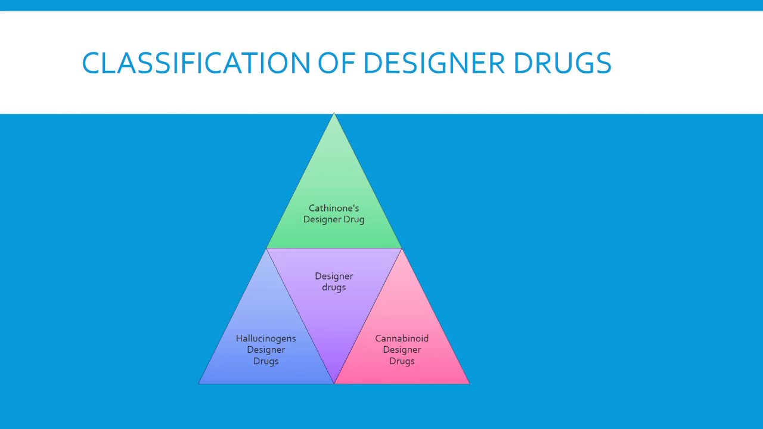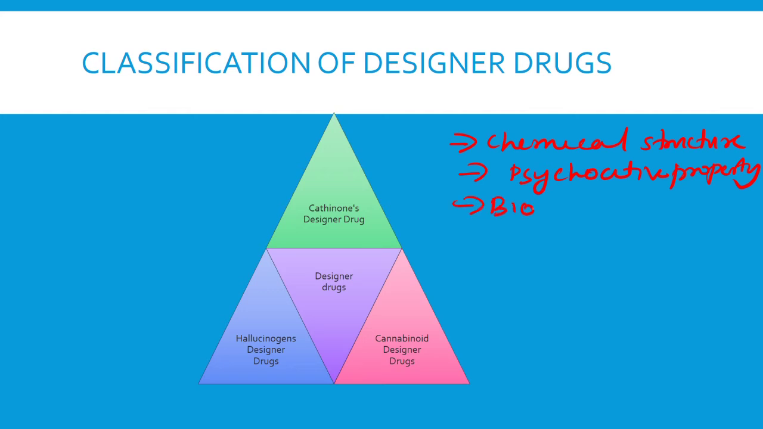Next is the classification of designer drugs. Designer drugs can be classified by their chemical structure, by their psychoactive properties, by their biological targets, or by their source, like whether it is plant or synthetic, or whether it is combined. So they can classify according to their chemical structure, by their psychoactive property, by their biological target, or by their source.